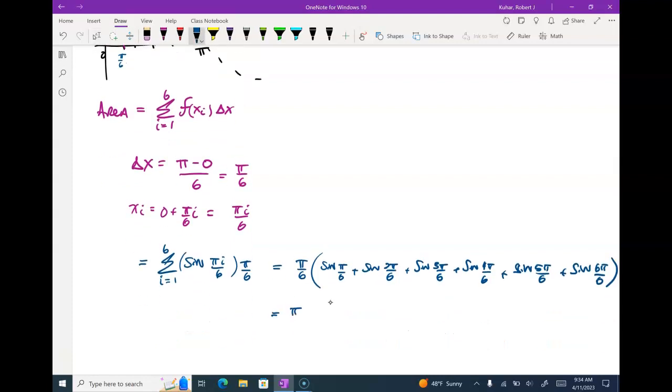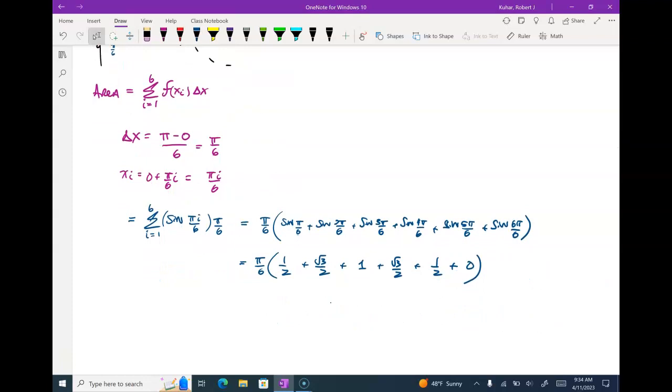And we know the value of sine of pi over 6 is 1/2. Sine of 2 pi over 6, which is pi over 3, is rad 3 over 2. Sine of pi over 2 is 1, right? 3 pi over 6 is pi over 2. Sine of 4 pi over 6, that's 2 pi over 3, is another rad 3 over 2. Sine of 5 pi over 6 is another 1/2, and sine of 6 pi over 6 is sine of pi, that's 0.